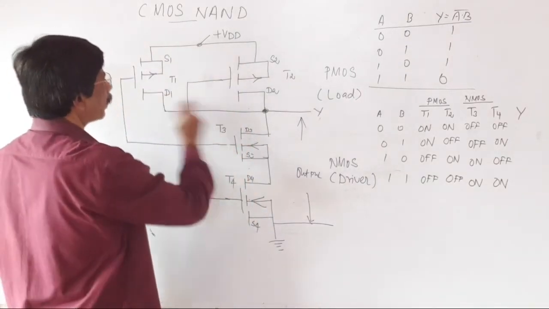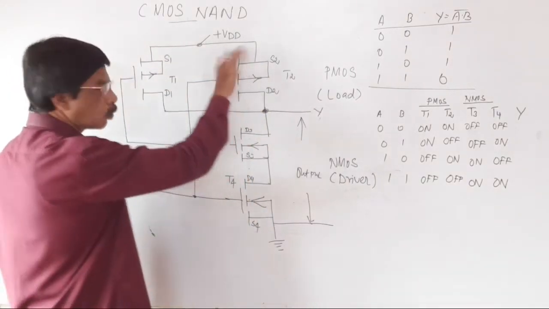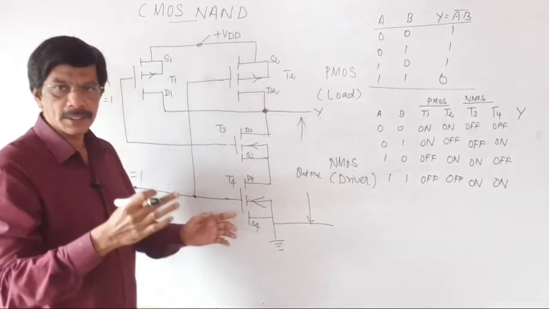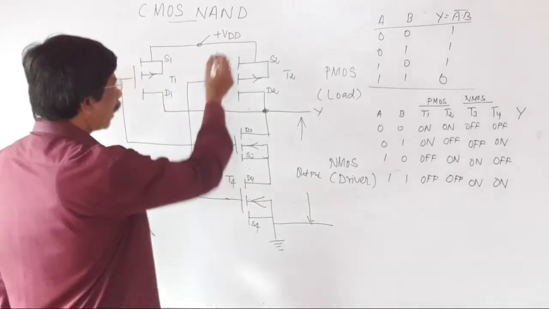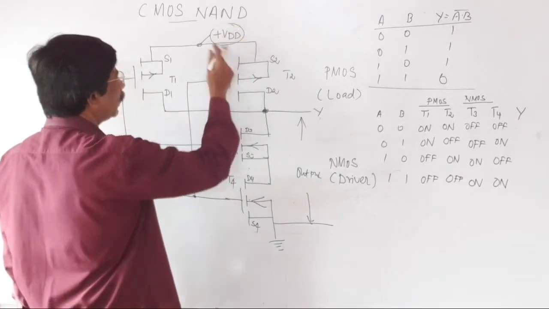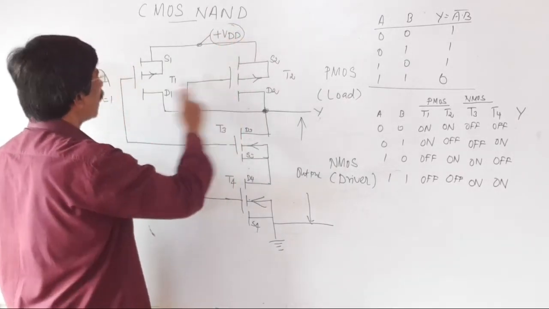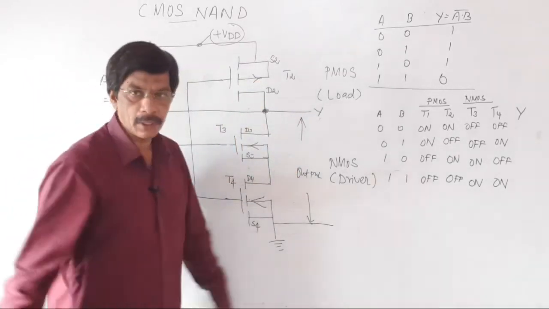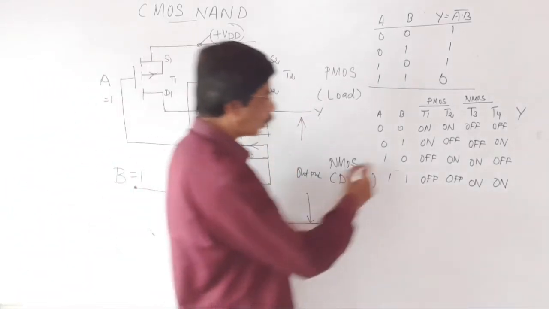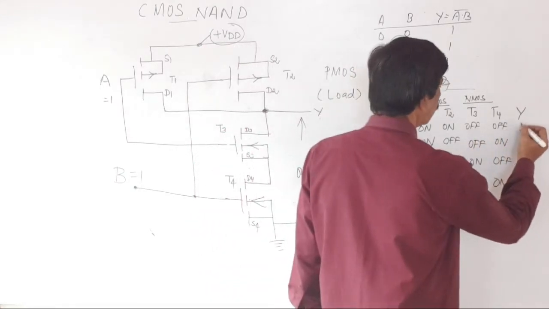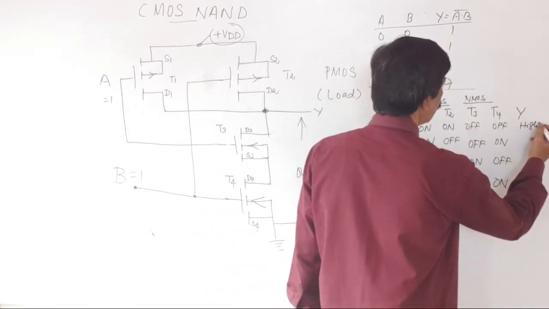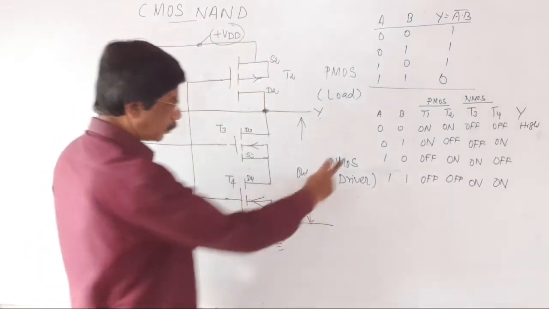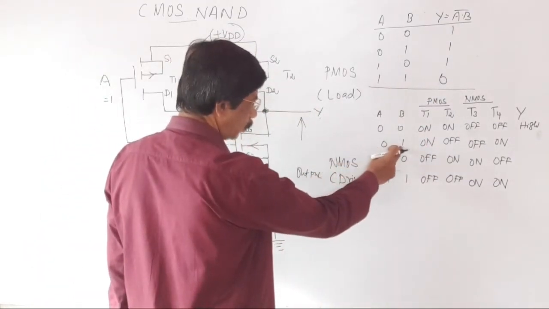How is this output obtained? These both are on, acting as a closed circuit. Both transistors T1 and T2 are acting as a closed circuit. The applied voltage plus VDD passes through the transistors T1 and T2 and exits at the point Y. So the output Y is high. Output is high.